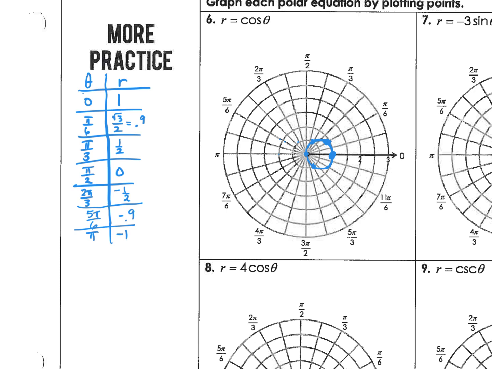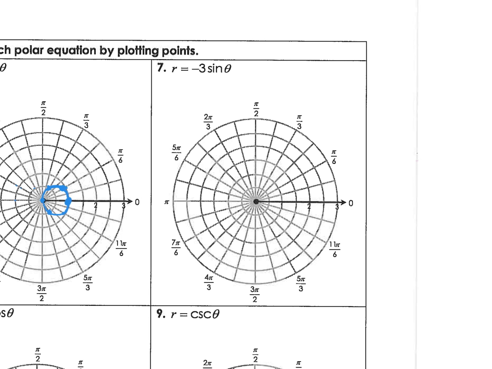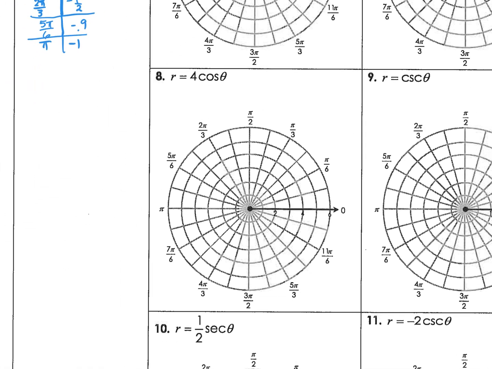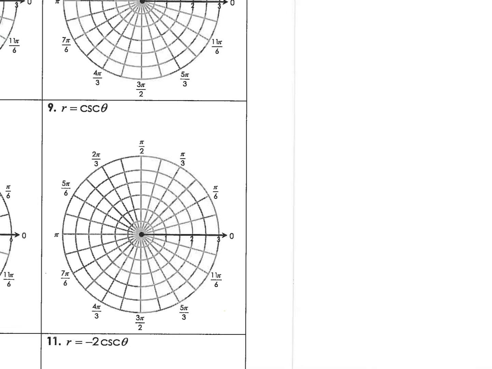And what you're going to find is it's going to repeat like that again. So if we kept on going, we would see it repeat all the way around. So we're good here. We've got the graph. Let's try one that's like r equals, well, we've done a couple of those. Let's try one of these.